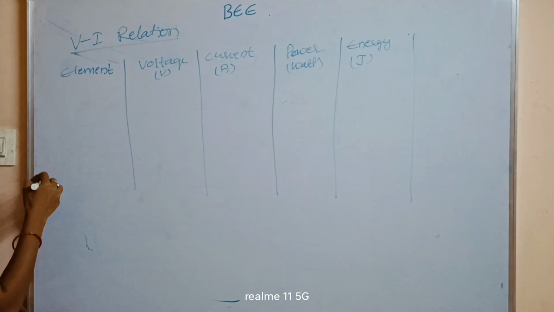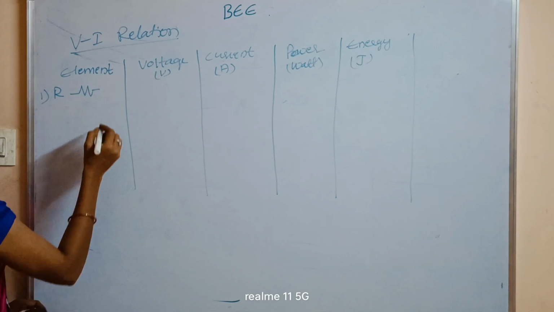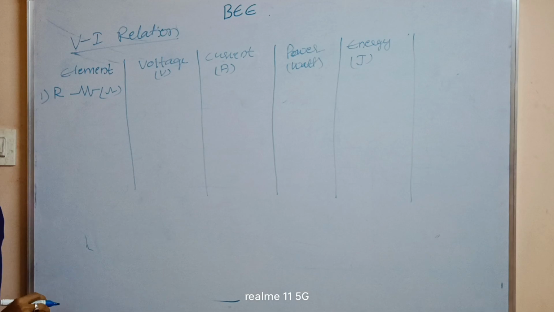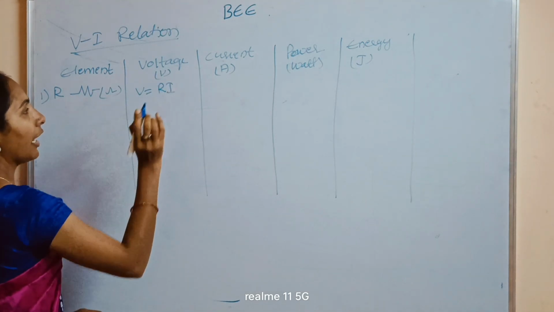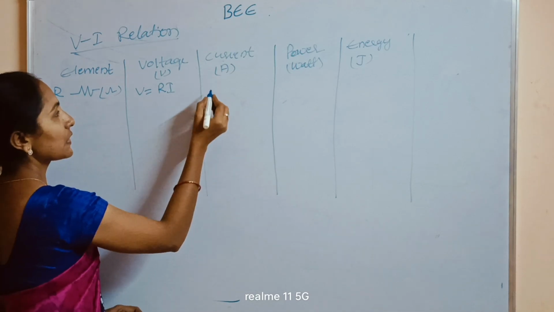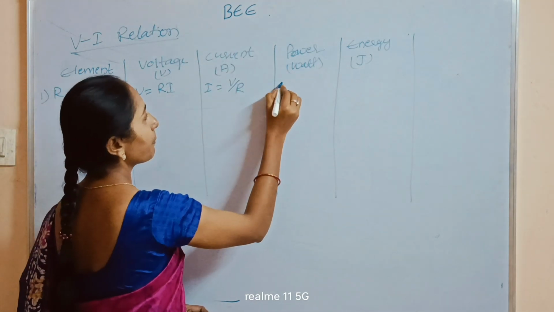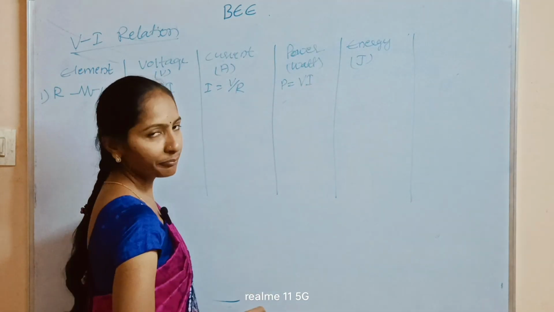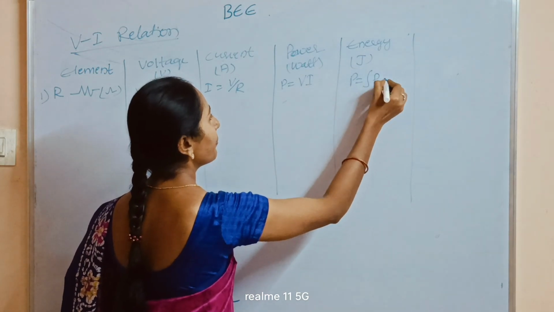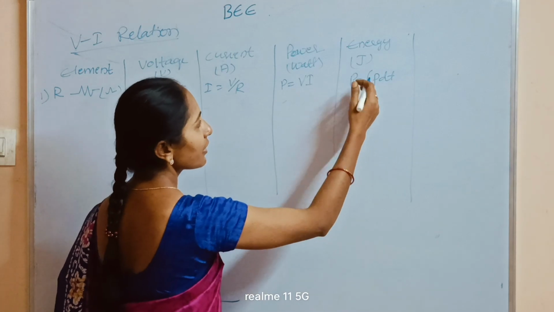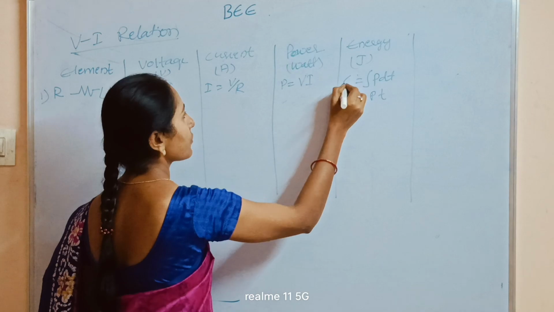The first element is the resistor. This is the symbol of a resistor. The unit is ohm, which we already know. Voltage expression: V equals R into I. Current expression of this resistor: I equals V by R. Power equation: P equals V into I. Energy: E equals integration of P into dt, or directly P into T.